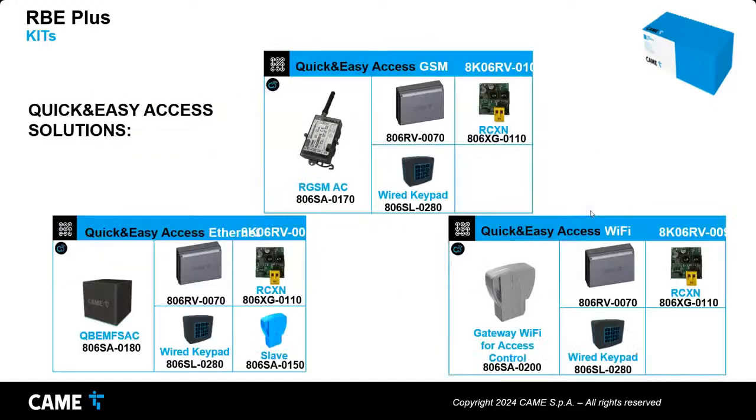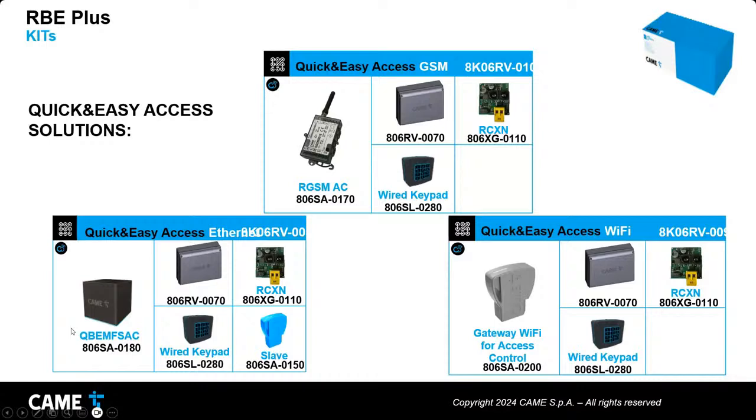But as you wrote, when we talk about the Quick&Easy solution, mainly dedicated to the access control that belongs to the management of the accesses, of course, in these 3 kits, the RCXN is already included, because you can see for yourself, because there is one keypad inside the kit. So obviously, in this case, we have the 3 different solutions. GSM, it is named 8K06RV010.